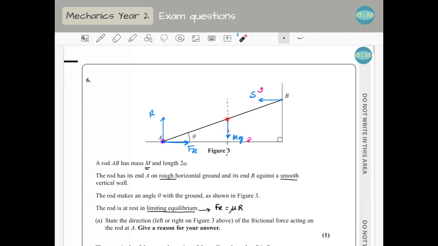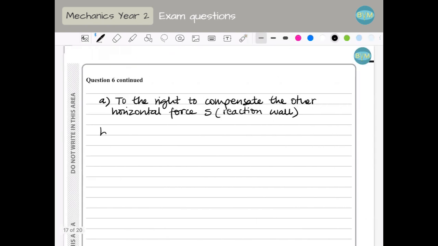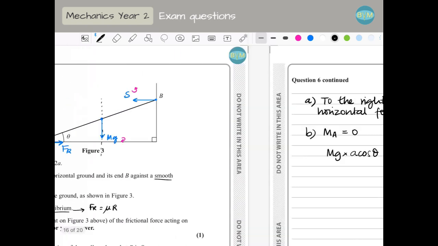Looking at this right-angled triangle, the hypotenuse is a because the length is 2a, and this is the midpoint. So this is a, and this is the angle, and this is adjacent. So this length is going to be a cos theta, cos because it's adjacent to the angle. So my clockwise moment is mg, which is the force. Moments about A must be 0, so the clockwise is equal to the anti-clockwise. The clockwise is mg times a cos theta, where a is the length of the hypotenuse. That's going to be equal to the anti-clockwise.